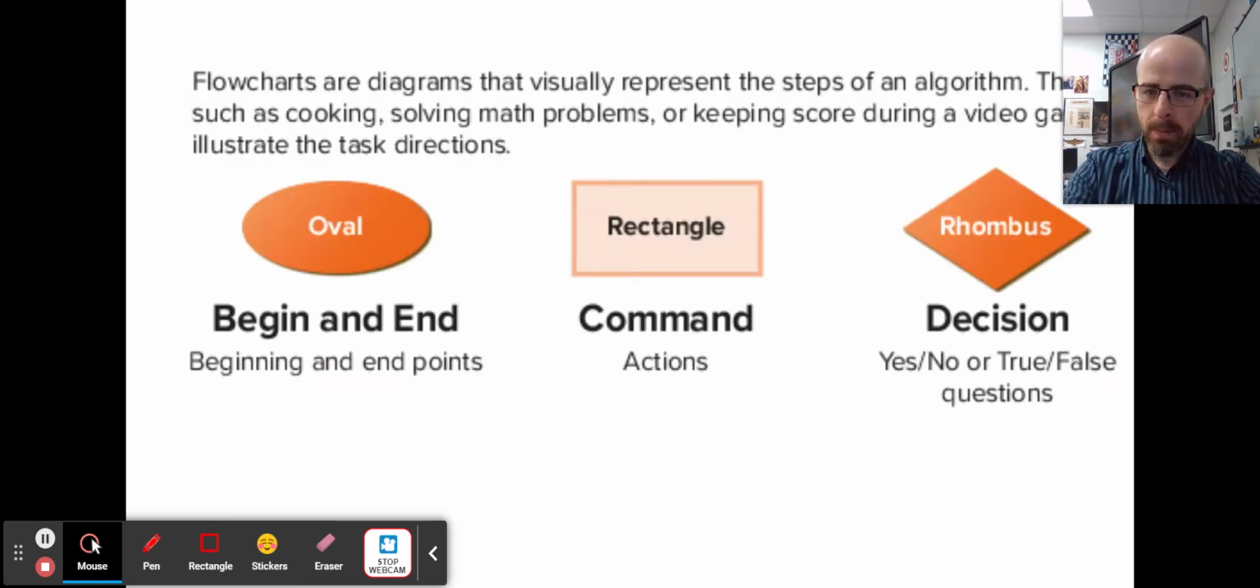So remember the symbols that we use here, right? Oval for beginning and ending point. The rectangle is a step that the computer does, not a step that the human does. And then finally, the yes or no questions are in the rhombus.